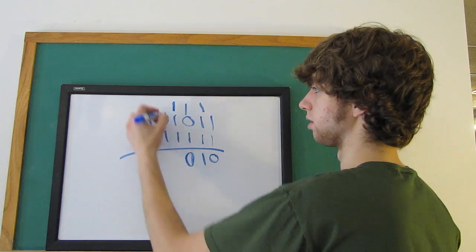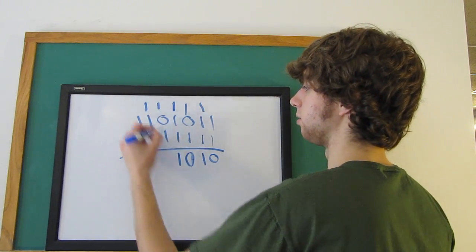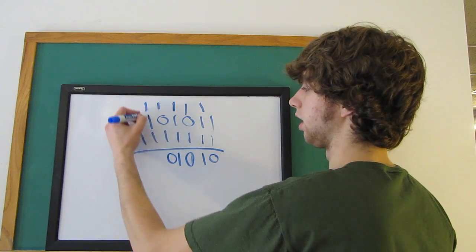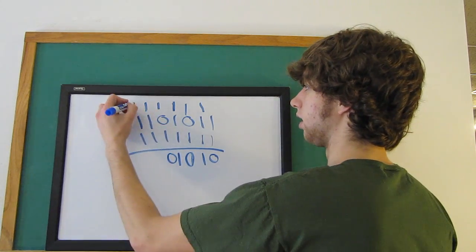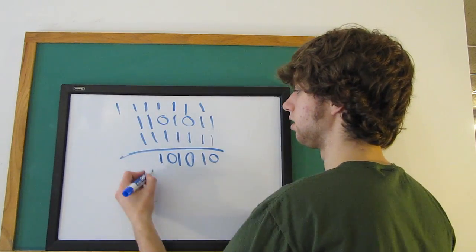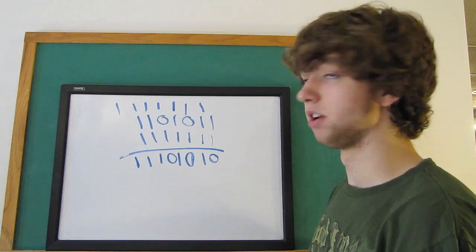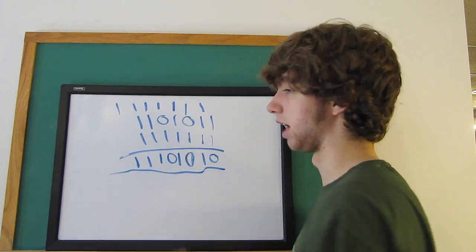Here we have 3 1s, so we carry a 1, drop a 1. Here we have 2 1s, so we carry a 1, drop a 0. Here we have 3 1s, so we carry 1, drop a 1. 3 1s again, so we carry 1, drop a 1, and then we just drop the 1 because we don't have to add anything there. So this is the final answer of this binary number.